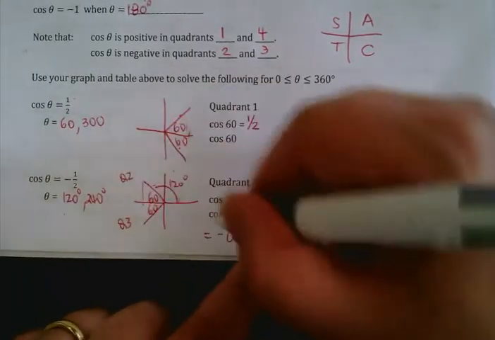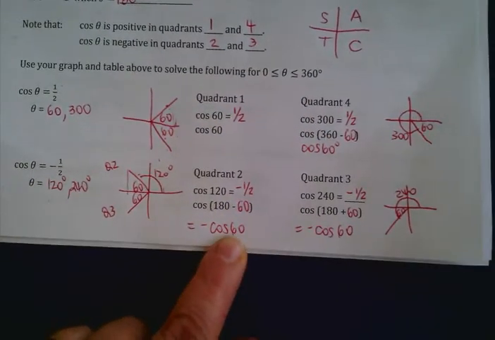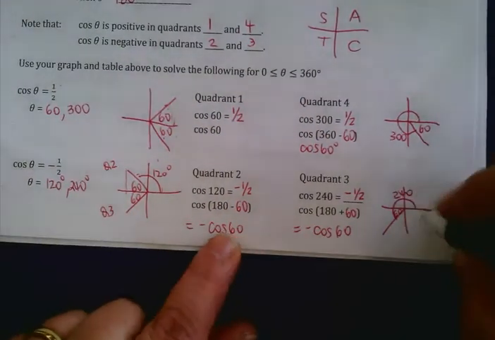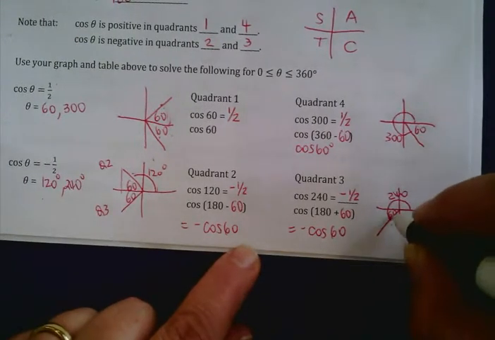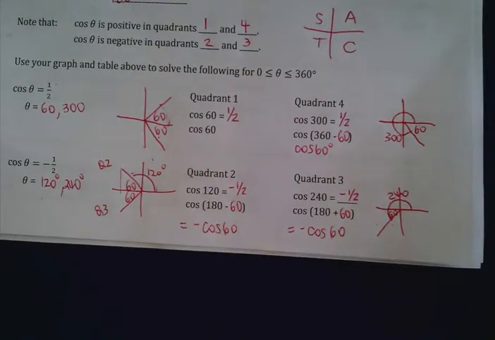But because we're in quadrant 2, we know that cos is going to be negative, so it's the same as negative cos 60. And in quadrant 3, 240, we're interested in the acute angle in that quadrant, which is 60. We know that cos is negative in quadrant 3, so it's the same as negative cos 60.